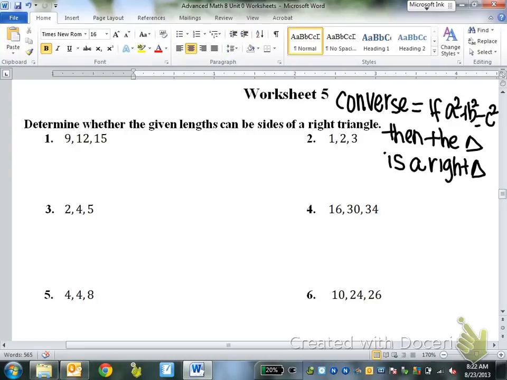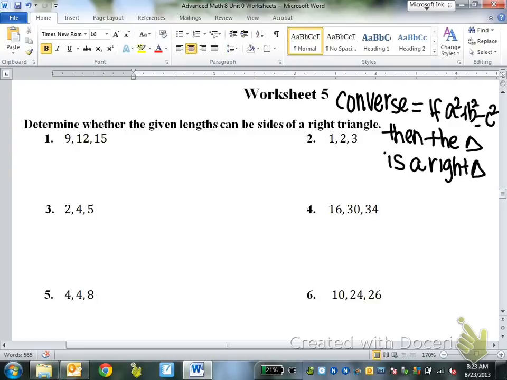Now, how do I know which one goes into a squared, which one goes into b, and which one goes into c? The first one's a squared, the second one's b squared, the third one's c squared. The first one, just plug it in for a squared. The second, plug it in for b squared. And the last one, plug it in for c squared. Now remember, the hypotenuse is always the longest side of the triangle, so the biggest number is always your hypotenuse. It doesn't matter which other ones you plug in for a and b. Yes? You do not need a calculator for this, no.